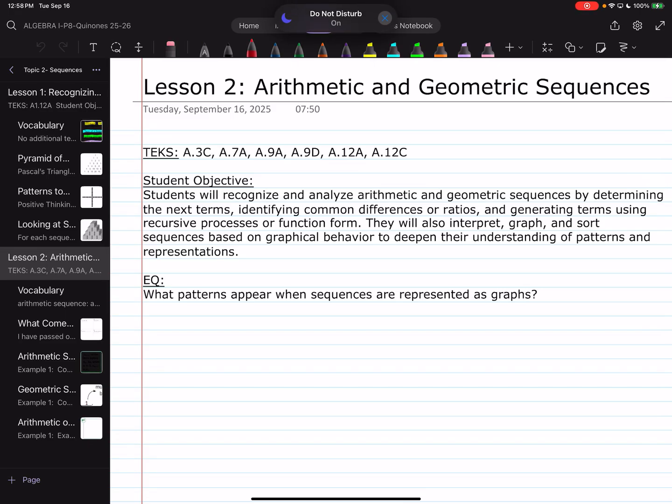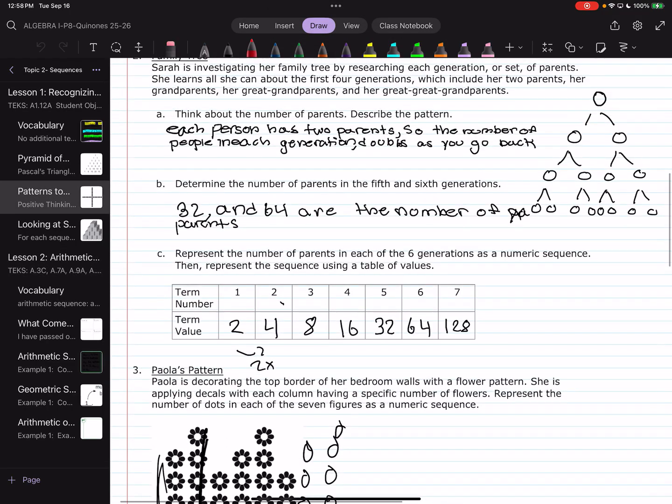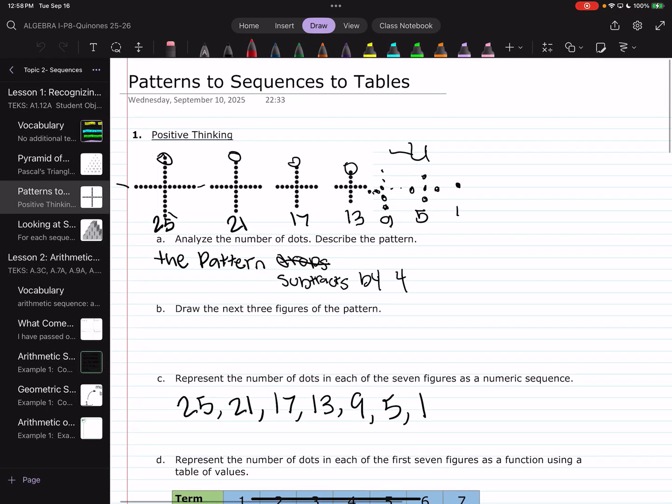Okay, so let's talk about it. Last class, we talked about patterns, right? We were able to look at a lot of patterns. How much did we go from the first term? Did it decrease? Did it increase? How did it increase? How did it decrease?